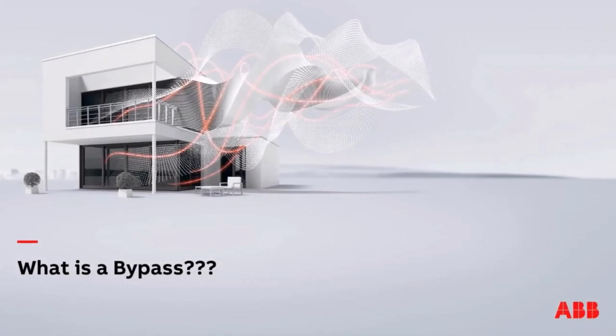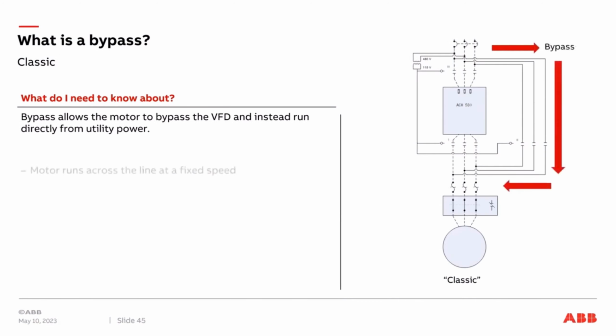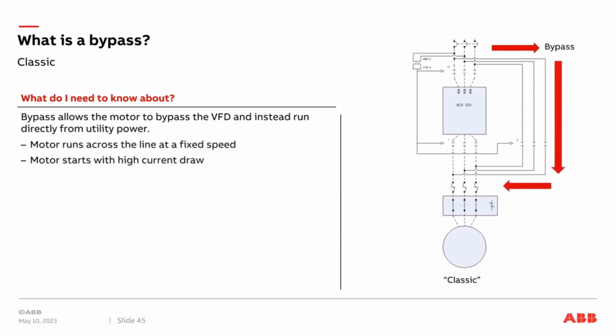So let's talk about what a bypass is. There's something called a bypass. When you buy a drive, you can buy it with a bypass. What you need to know is the bypass allows the motor to run in bypass instead of the VFD. It runs directly from utility power. The motor runs across the line at a fixed speed, and the motor starts with a high current draw, just like a normal starter would. So the bypass is there in case something happens to the drive.